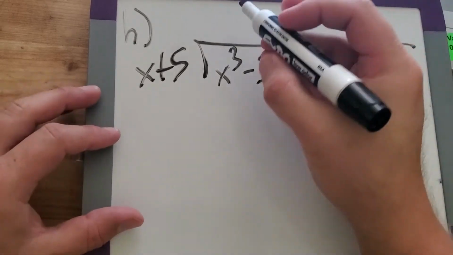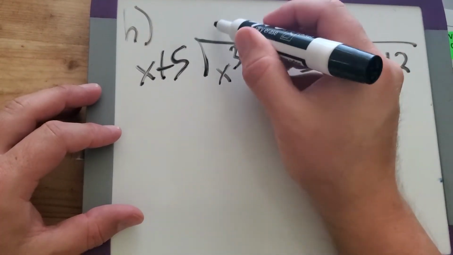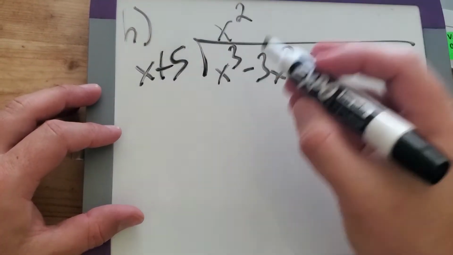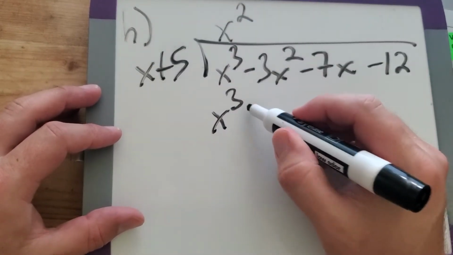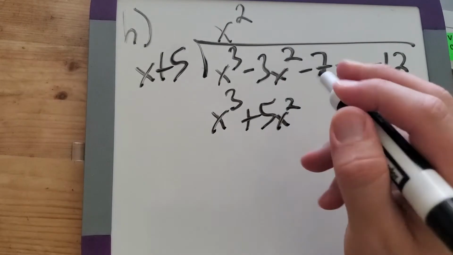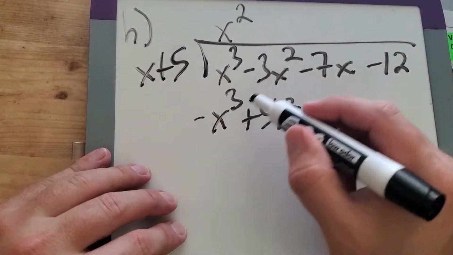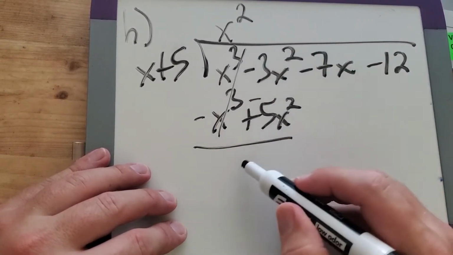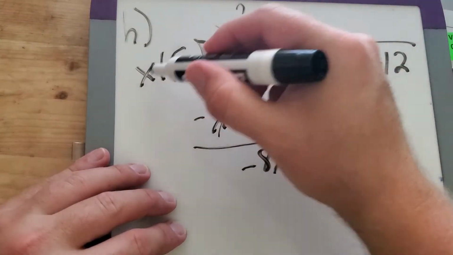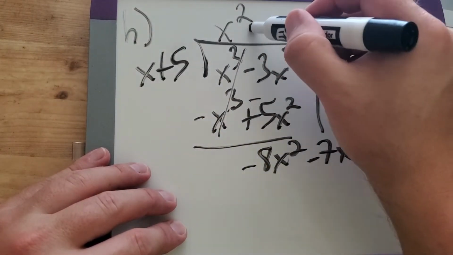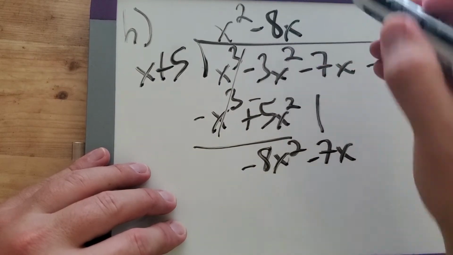Okay. All right. So then x times what is x cubed? X squared. X squared times x is x cubed. And then x squared times 5 is 5x squared. And then, of course, I change the signs. Those cancel. Negative 8x squared. Bring down the minus 7x. x times what is negative 8x squared? So negative 8 and another x.